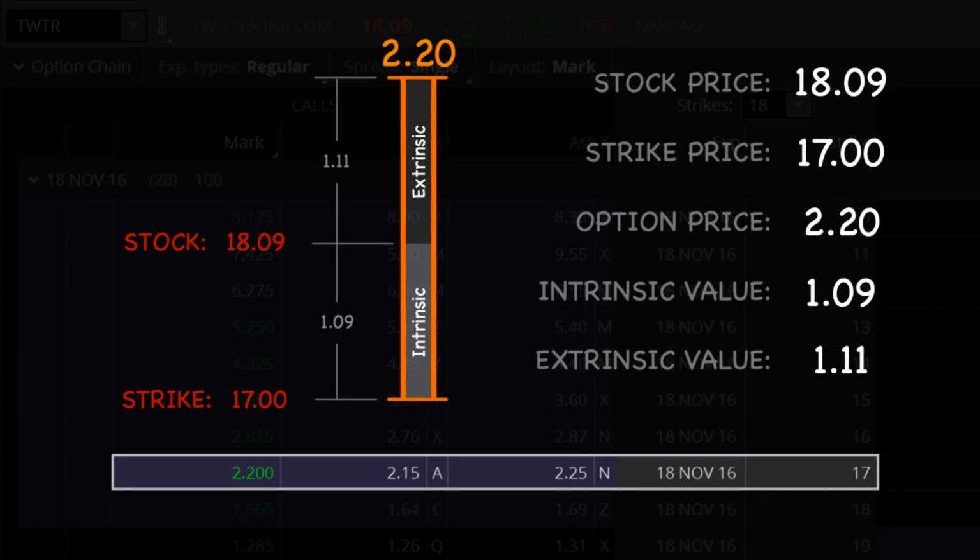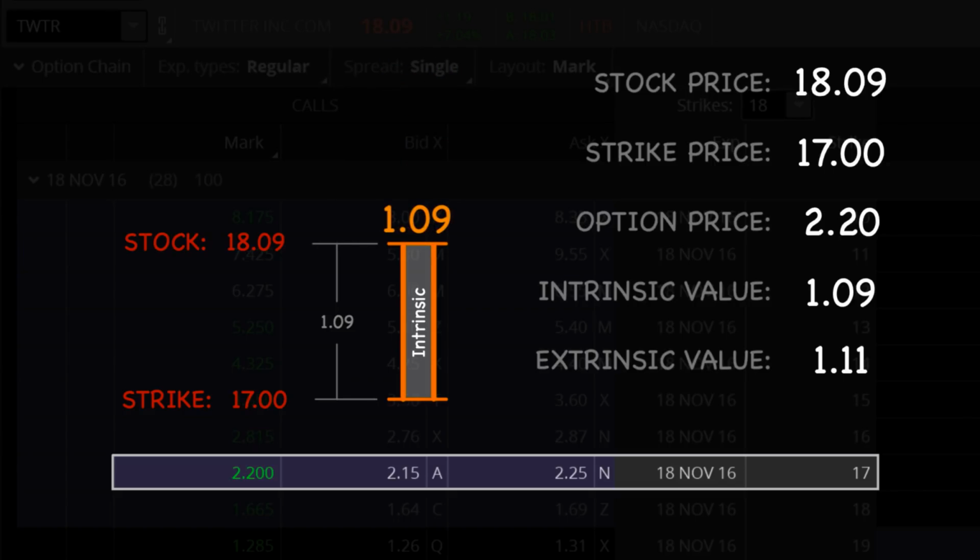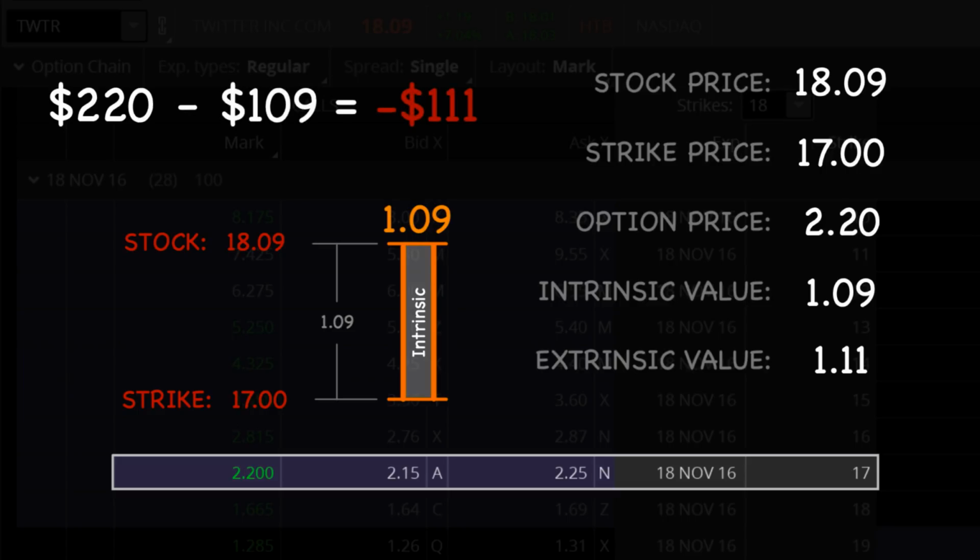So in practice, what does this actually mean for us? Well, let's say we bought this call option right now at $220. We know that if Twitter stock doesn't move and just trades sideways for the next 28 days, then this option is going to gradually go from $220 down to $1.09. And we learned in the last chapter that option prices have a multiplier of 100. So in this case, we paid $220 and sold it for $109. So our net loss would be $111 and the stock didn't even move.